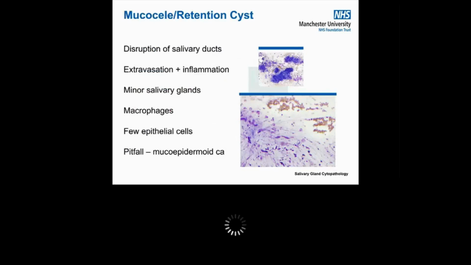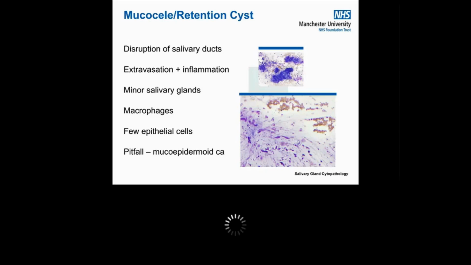Mucocele or retention cyst, these are caused by disruption of the salivary ducts, resulting in extravasation of mucin with surrounding inflammation. Typically affects the minor salivary glands, and on cytology we will often see abundant mucin with some macrophages and scattered inflammatory cells. Occasionally we may see ciliated epithelial cells arising from the ducts, which can be helpful to make the diagnosis, but typically they have few epithelial cells.